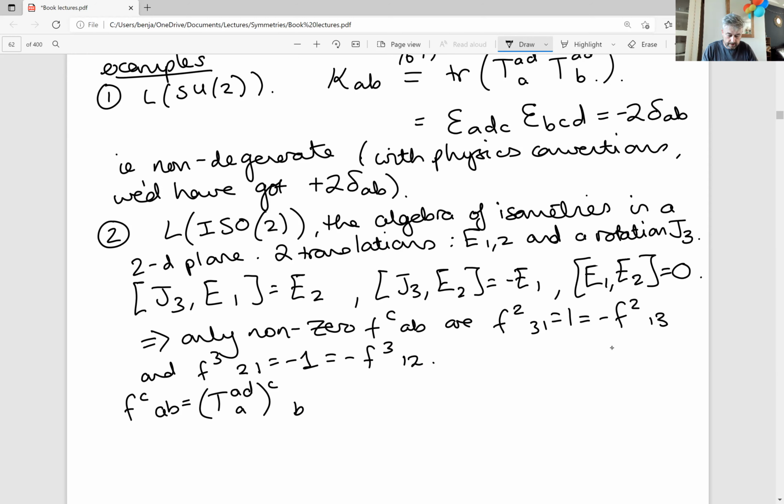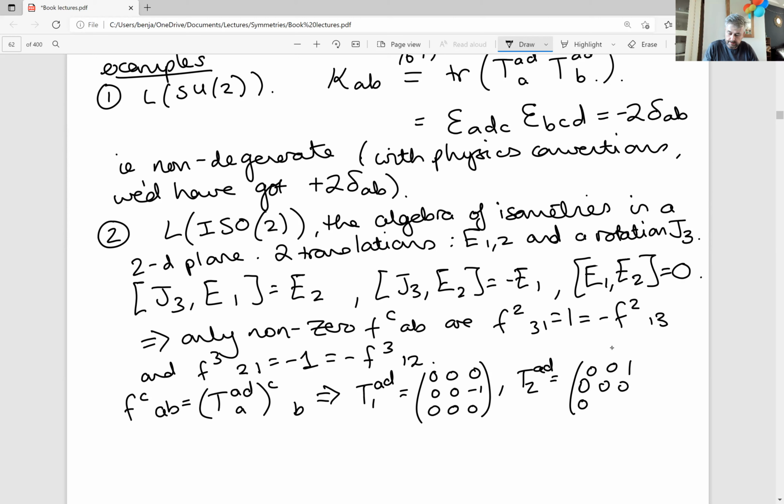And so just plugging in the structure constants here, we see that we can write the adjoint matrices. So T1 adjoint is the adjoint matrix corresponding to E1, and this one has zeros everywhere except for a minus 1 there. T2 adjoint is 0, 0, 1 with zeros elsewhere. And T3 adjoint corresponding to J3 is 0, minus 1, 0, 1, 0, 0, 0, 0, 0.